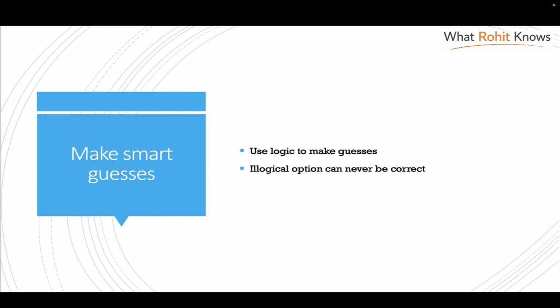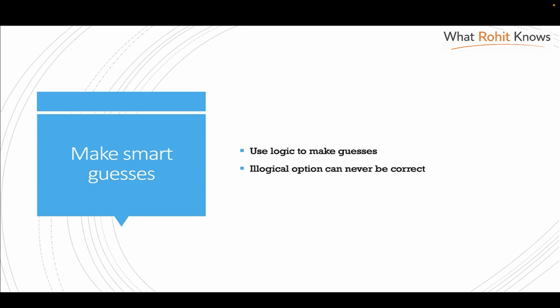Make smart guesses. Use logic to make guesses. Illogical option can never be correct. So we'll look at it again. Whether it is fill in the blank or anything else, you can use logic to make a guess. And even if a word in the fill in the blanks, for example, looks correct grammatically, but in common sense it doesn't make sense, for example, it's something about horses flying, then you know that horses will not fly. So you will not have that kind of questions in the exam. Logic is very important. Grammatical correctness is important. And along with that, it should also have the correct meaning.